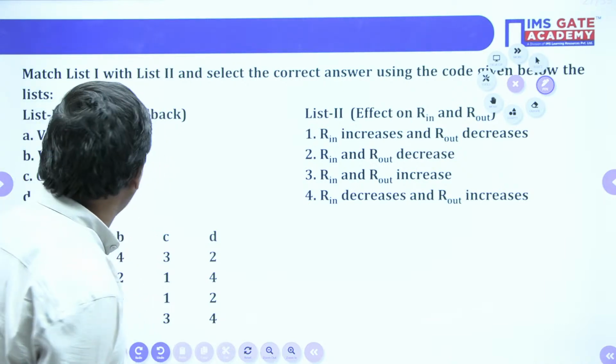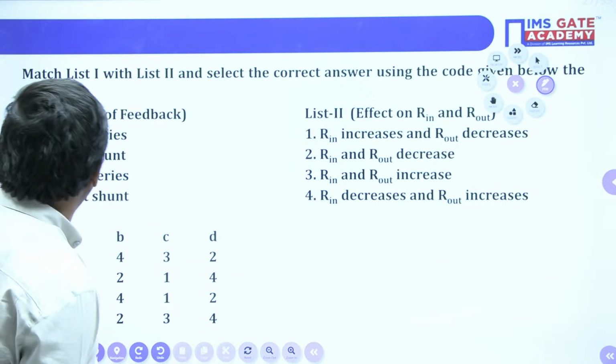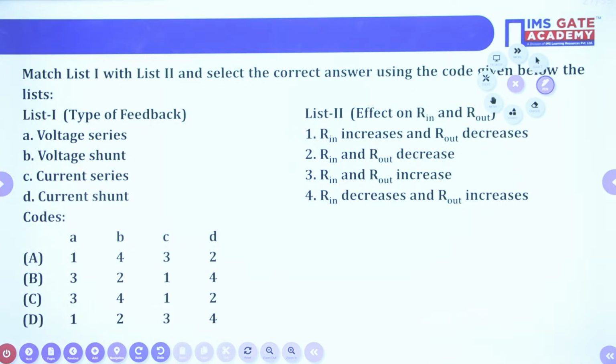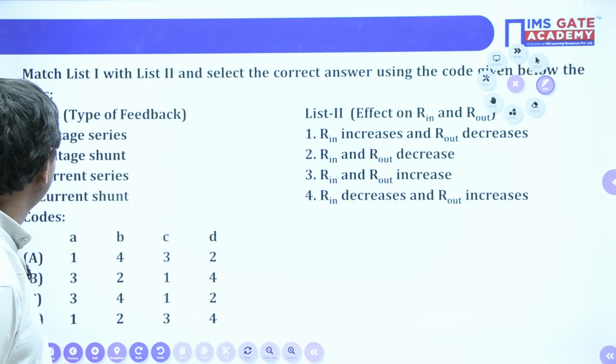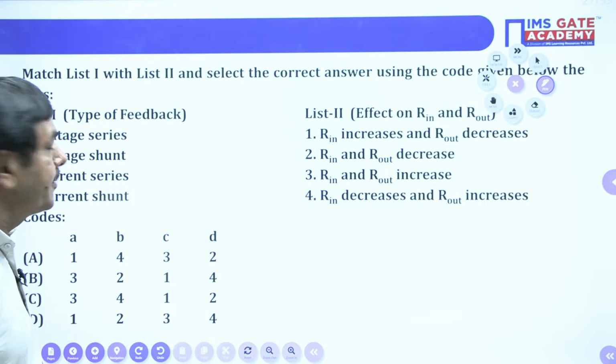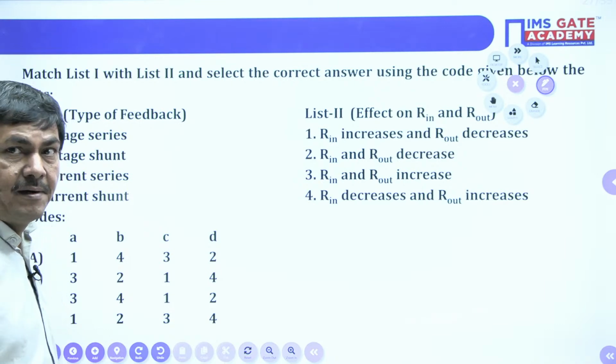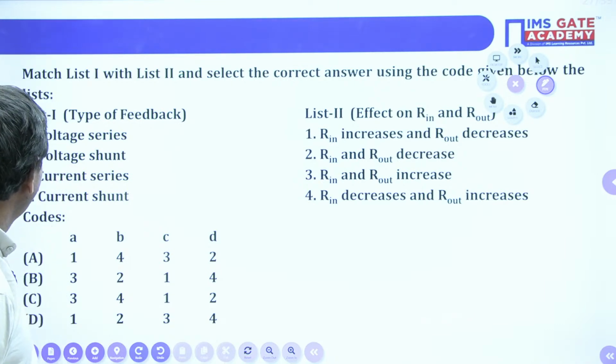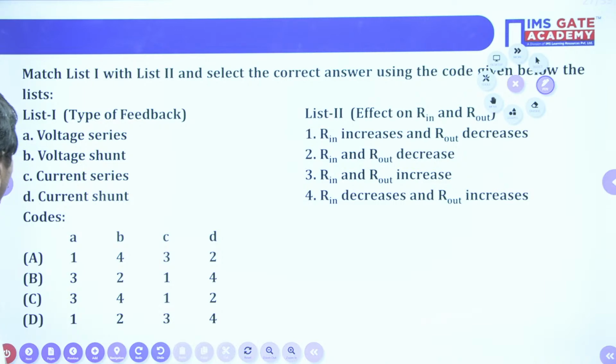Please watch. Match list 1 with list 2 and select the correct answer using the code given below the list. List 1, type of feedback, is given: A. Voltage series, B. Voltage shunt, C. Current series, D. Current shunt. And codes are given here. Under list 2, R in and R out are given.